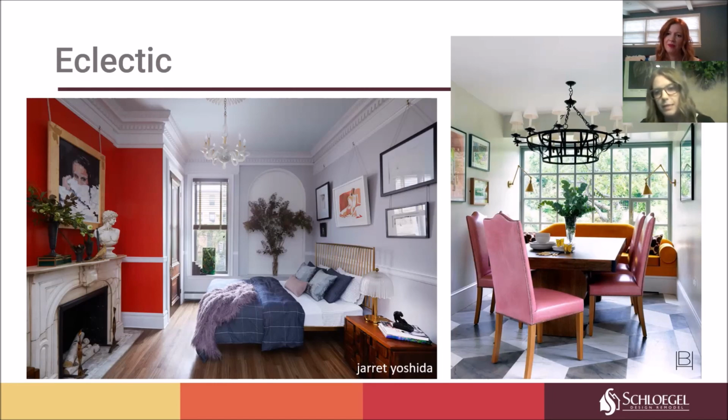And then the dining room there on the right, you just have a lot of different colors with the pink chairs and the yellow sofa, but the light fixtures, very traditional. And then the floor brings in more of a contemporary feel with the cube design. So this space is very eclectic.